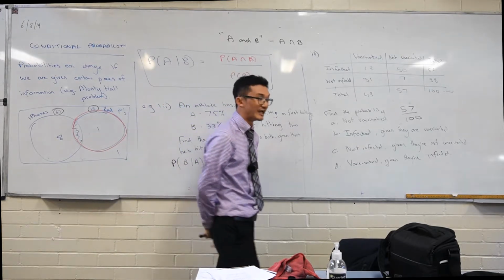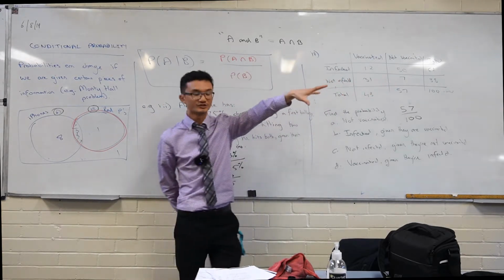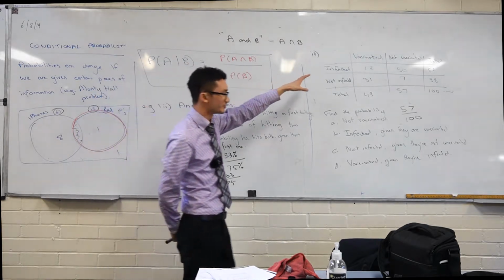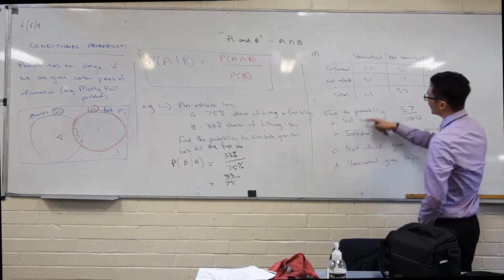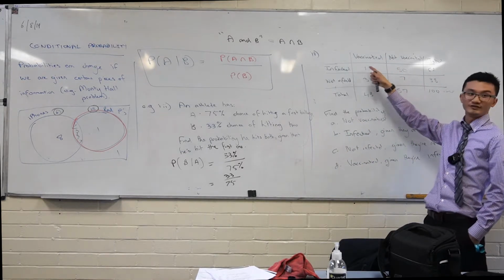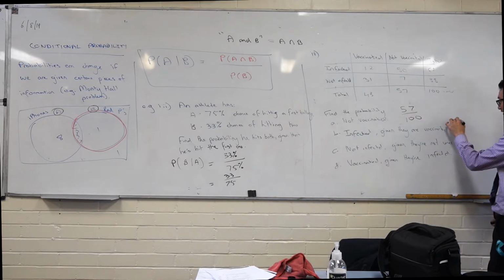Can you see, if you're given information in a two-way table, you don't necessarily have to use this formulaic way of doing it. You can just observe it from there. Of these people who are vaccinated, there's 43 in total. 12 of them got infected. That's 12 out of 43.